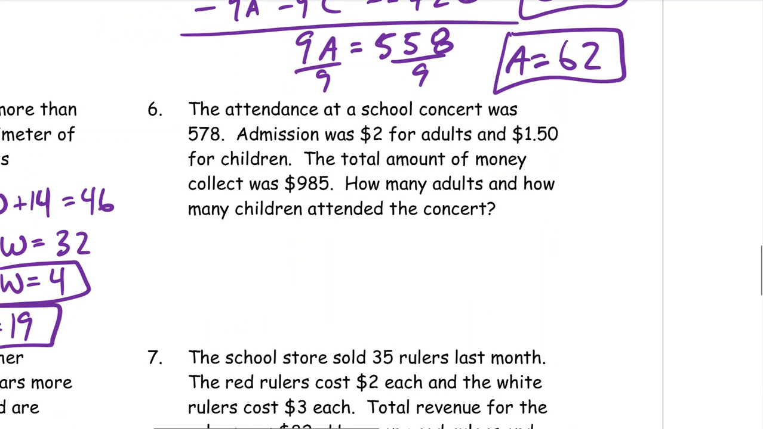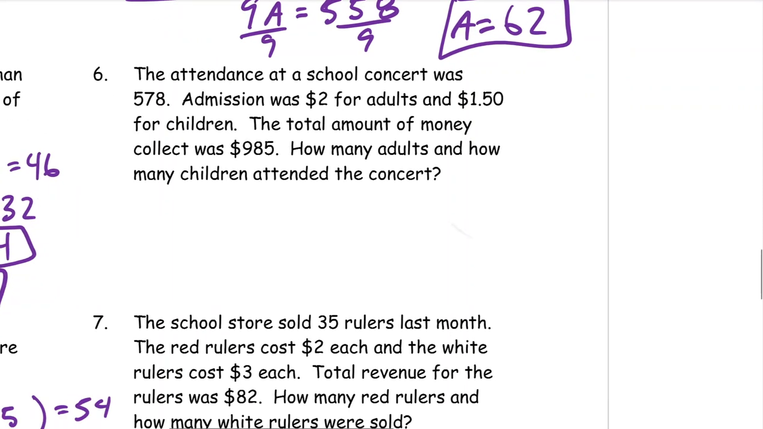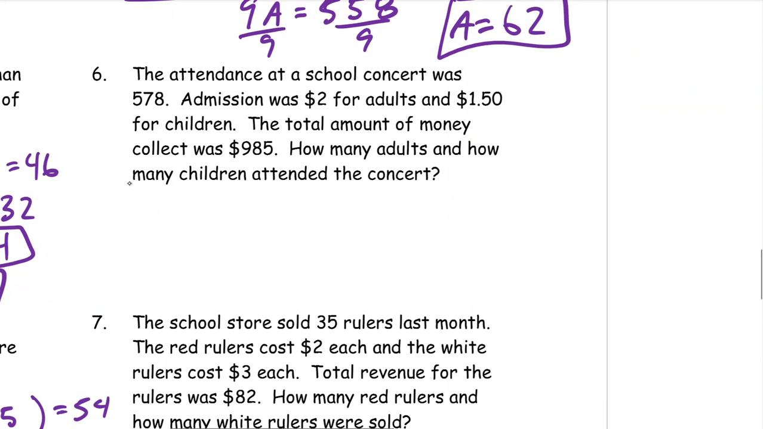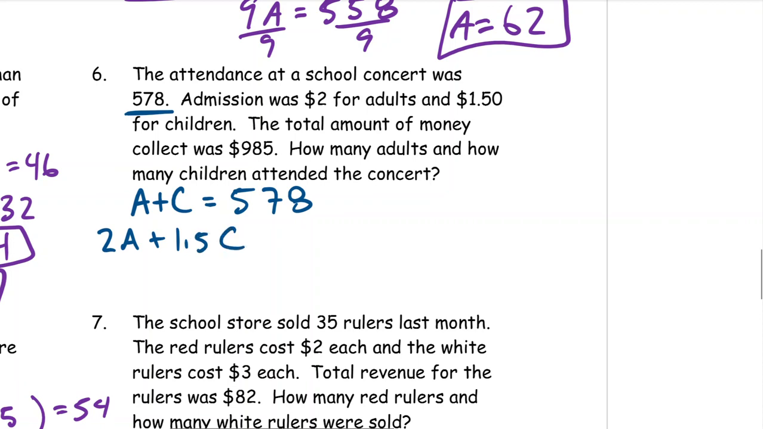And 6 here. The attendance at a school concert was 578. Admissions was $2 for adults and $1.50 for children. The total amount of money collected was $985. How many adults and how many children attended the concert? Okay, so adults and children. So adults plus children equal how many people? 578. So 578. Admission was $2 for adults, so 2A plus $1.50 for children, 1.5C for children, and the amount collected was $985.